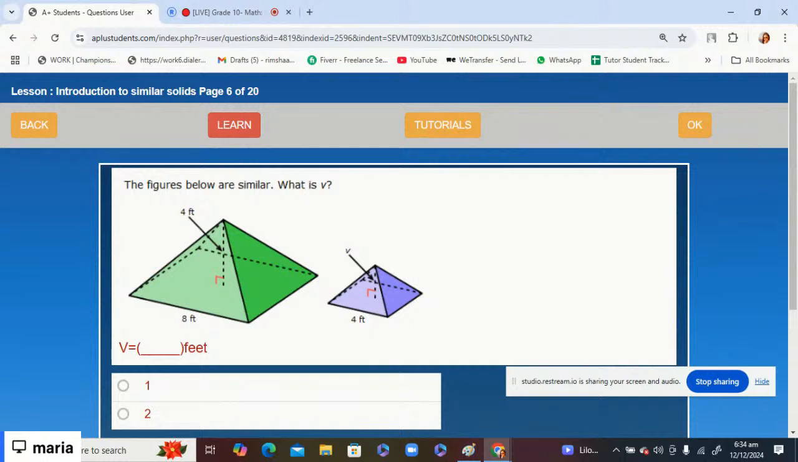No, these are not proportional because look, this is the bigger figure and this is the smaller figure. So we cannot say that this value is half of this. So we are finding by using these ratios, okay?